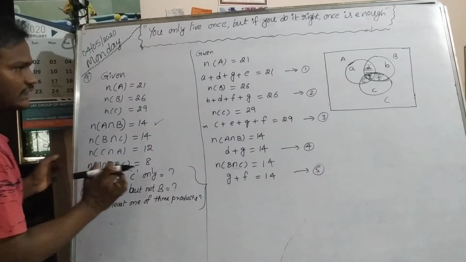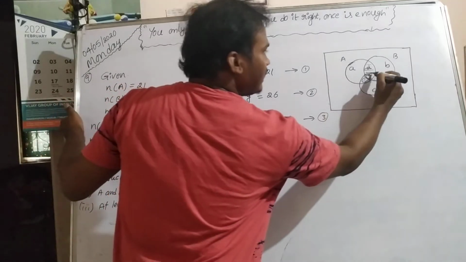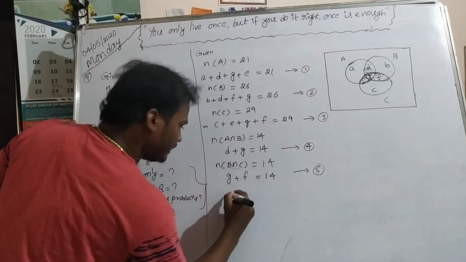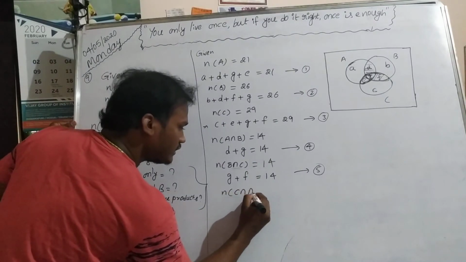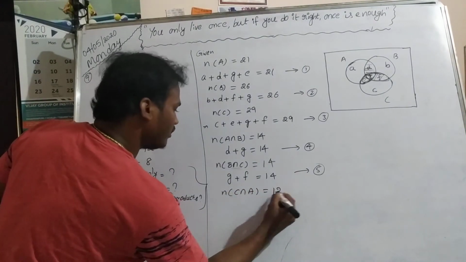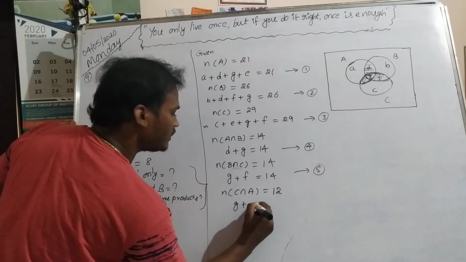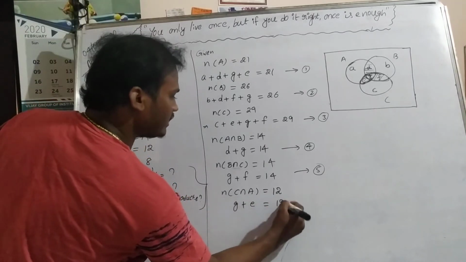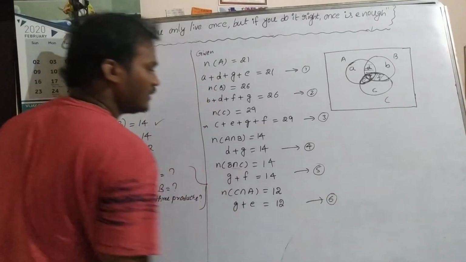Now N of C intersection A. Which is C intersection A? This is C. This is A. E plus G. N of C intersection A is equal to how many? 12. That is E plus G is equal to how much? Total 12. That is given. This is equation 6. Okay.